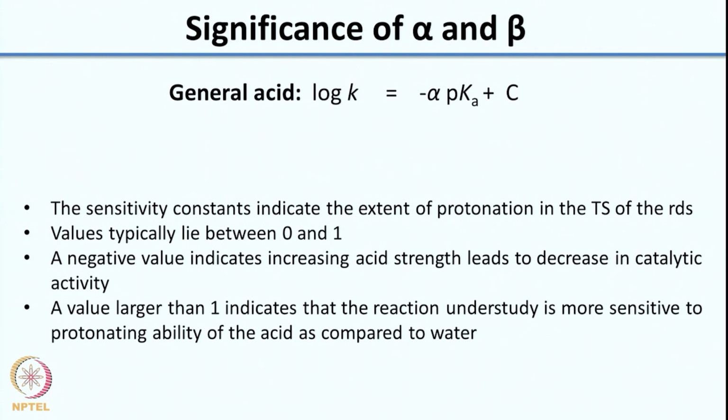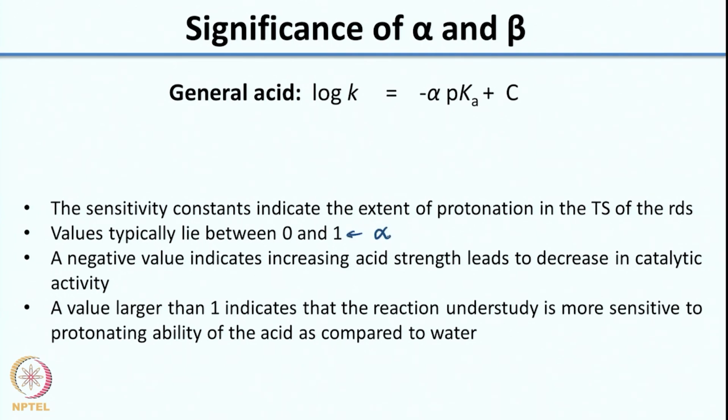I had not explicitly told this to you earlier, but if you have extensive protonation in the transition state, that would indicate that the acid strength actually has an effect on the reaction rate. So, more protonation in the transition state implies the acid has a greater effect. Typically, values of alpha lie between 0 and 1. So, we are talking about values of alpha.